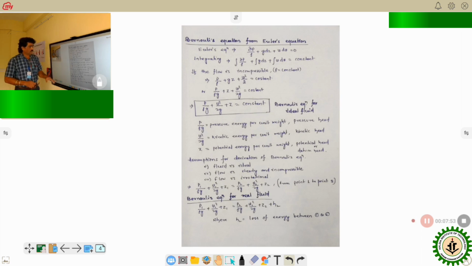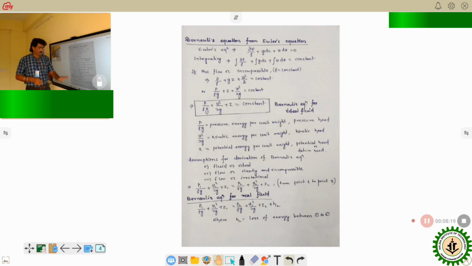For the derivation of this equation we have taken the assumption that the fluid is ideal, because no losses have been considered here, and the flow is steady and incompressible. Already we have seen the ∂v by ∂t term is equal to 0. Flow is irrotational, meaning it is along a streamline. Normally when we took the Euler's equation, we took a stream tube. This is the Bernoulli's equation for ideal flow.